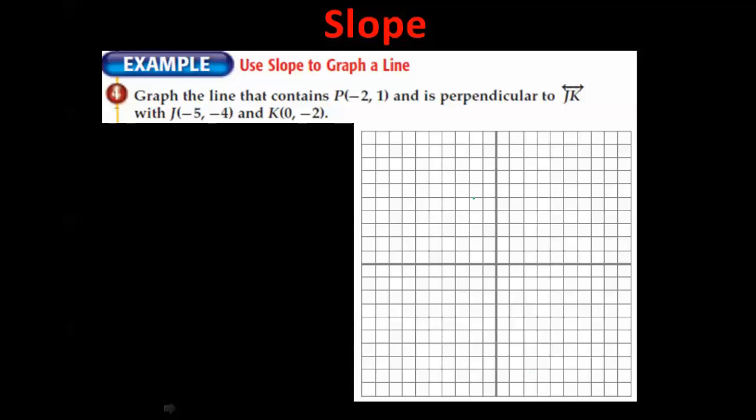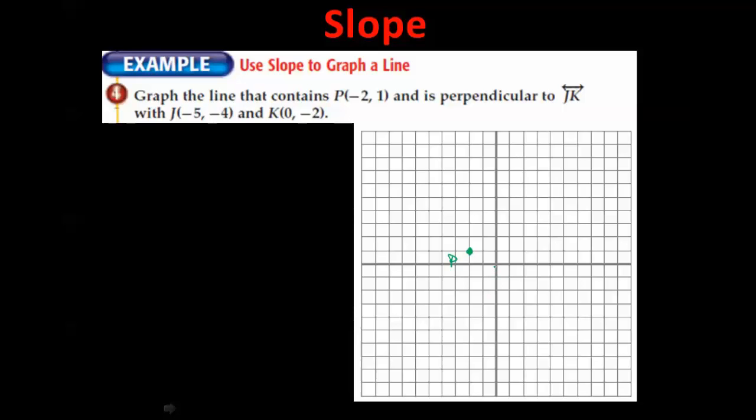Okay, now we're going to do this example. It says graph the line that contains point P, negative 2 and positive 1, and it's perpendicular to line JK, with J being negative 5, negative 4, and K being 0, negative 2. So what I'm going to do is plot all these points. P is negative 2, 1, so I'm going to go 1, 2, and then up 1. So there's point P.